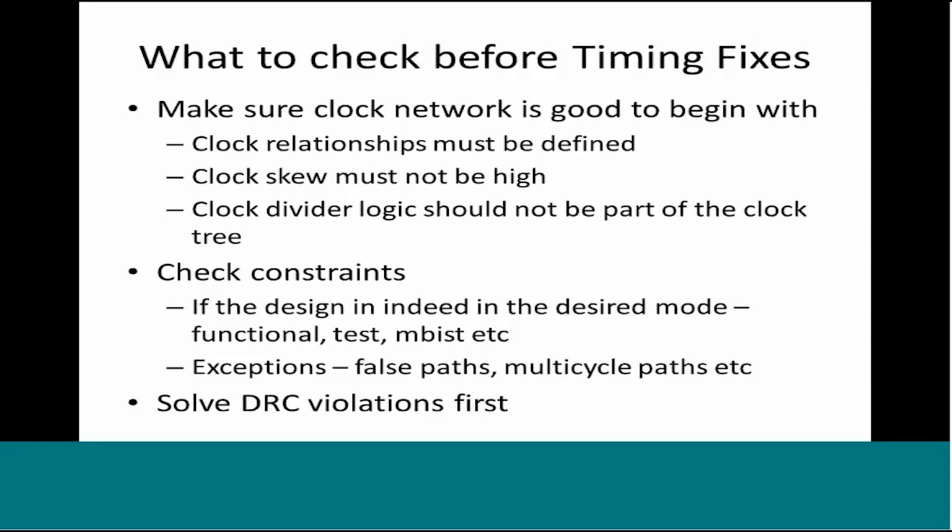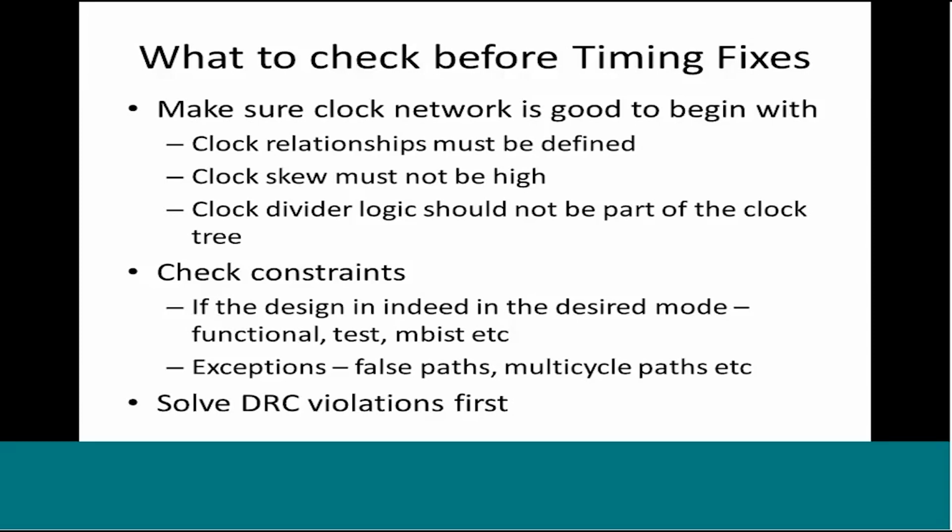But first priority is DRC violation on, again, the clock network. If there are DRC problems on clock network cells, you have to solve them first, because any such fixes will again change your clock skew and latency and will have a greater effect on timing. So the first idea is to make sure that your constraints are 100% correct. Yes, you might be missing a few exceptions, but small things are okay to have, but not the big things like clock relationships, clock definitions, and so on.